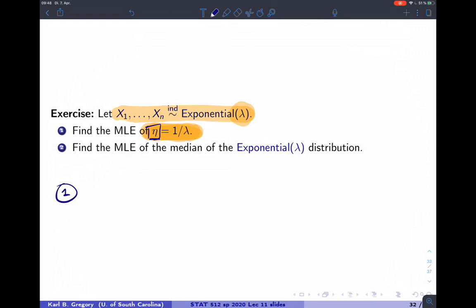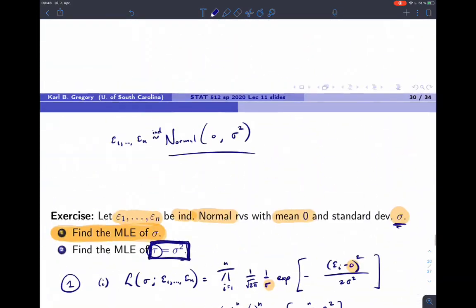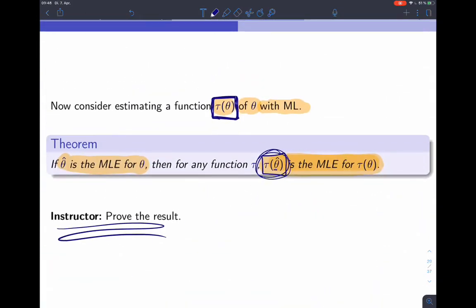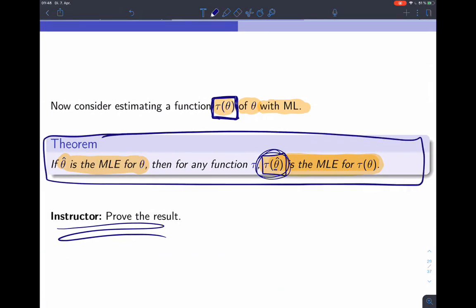So according to this result back here, since eta is 1 over lambda, eta hat, the maximum likelihood estimator of eta, should just be 1 over lambda hat, where this is the MLE of lambda. Okay.